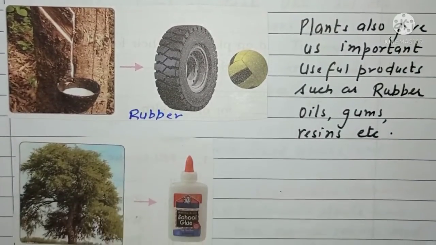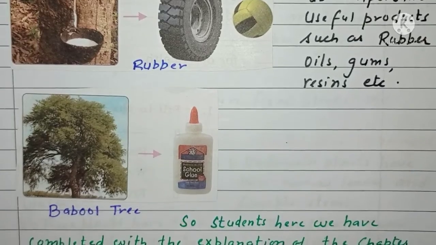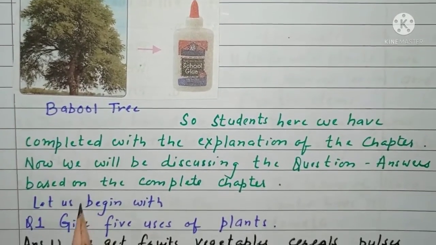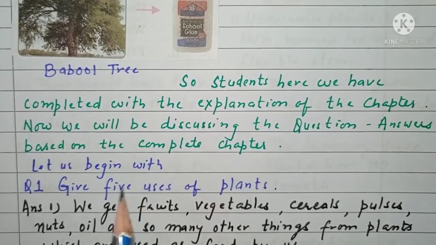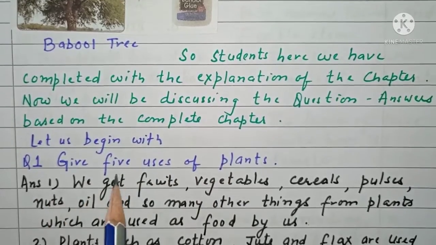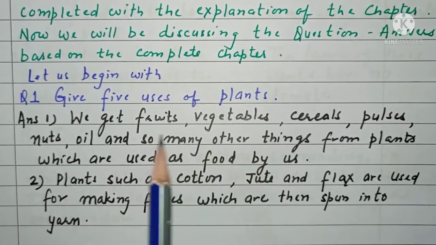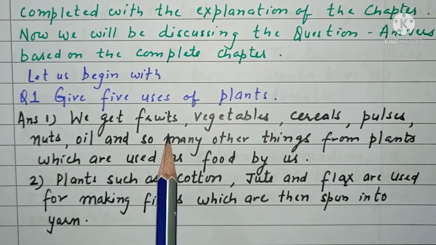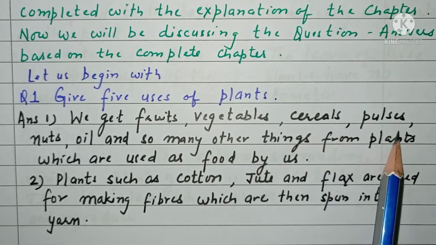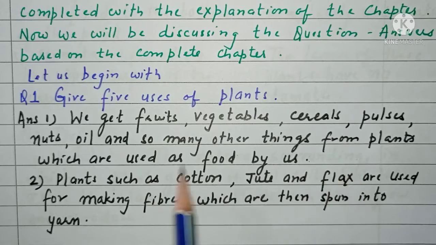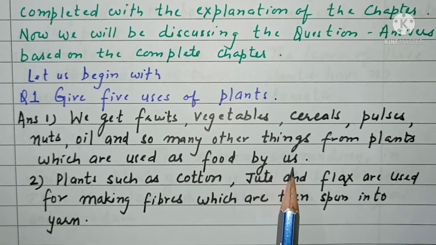So children, here we have completed the explanation of the chapter, and now we will be discussing the questions and answers based on the complete chapter. So let us begin with number 1. We have to write 5 uses of plants as we did right now. So the first use, we get fruits, vegetables, cereals, pulses, nuts, oil, and so many other things from plants which are used as food by us.